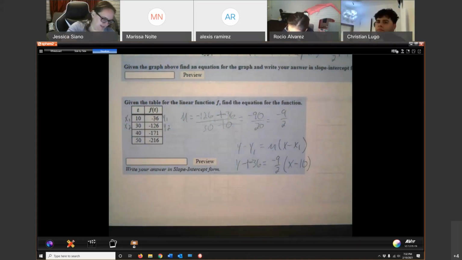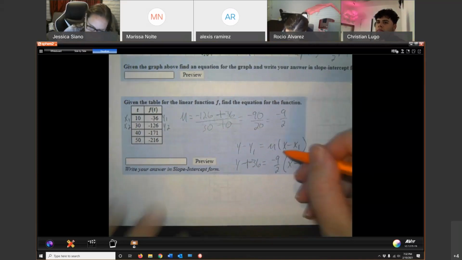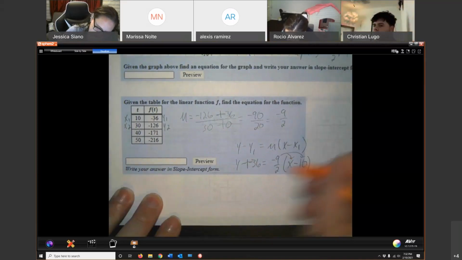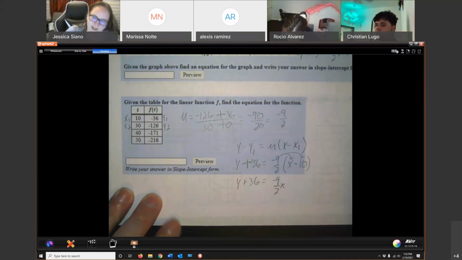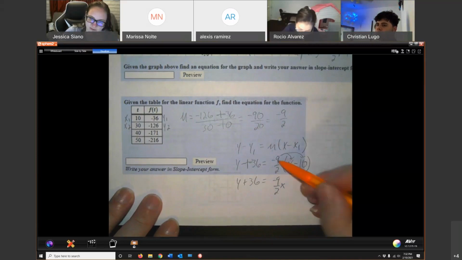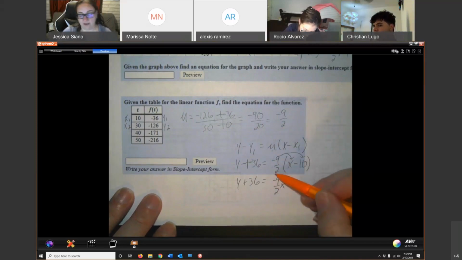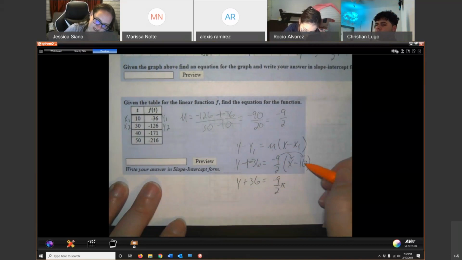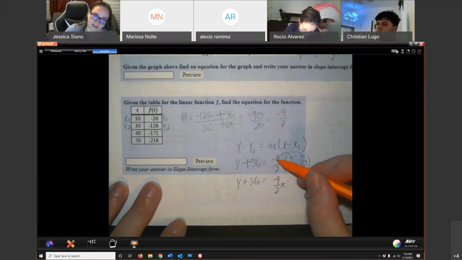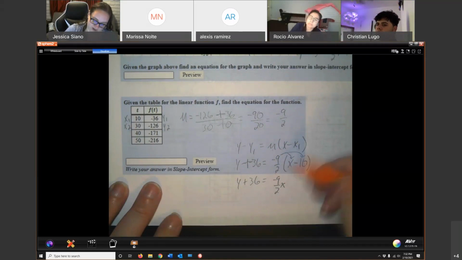And then the next thing I'm going to do is distribute this negative 9/2. So it'll be negative 9/2 x. And then what you're going to do is take the negative 10, multiply it by the numerator, divide it by the denominator, or you're going to put in your calculator what is negative 9/2 times negative 10. So negative 10 times negative 9 would be a positive 90. Divided by 2 would be 45.